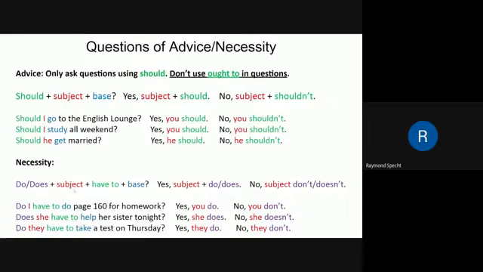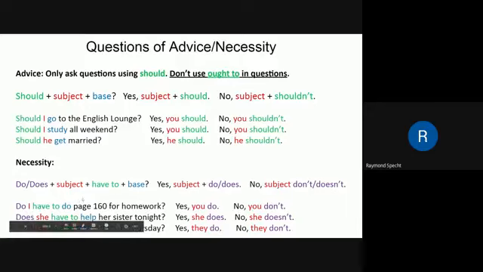Again, you need to go back to your previous grammar and look at your subject rules. Which subjects does do go with, and which subjects does does go with? Do or does plus subject plus have to plus your base verb. Yes, comma, subject plus do or does. No, comma, subject plus don't or doesn't.